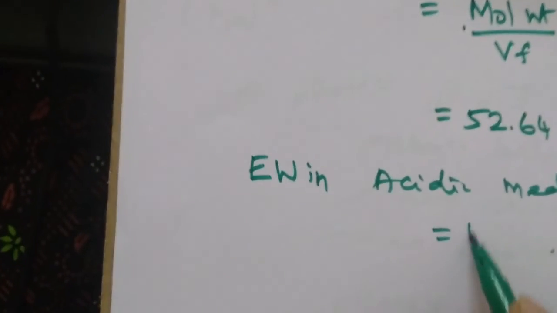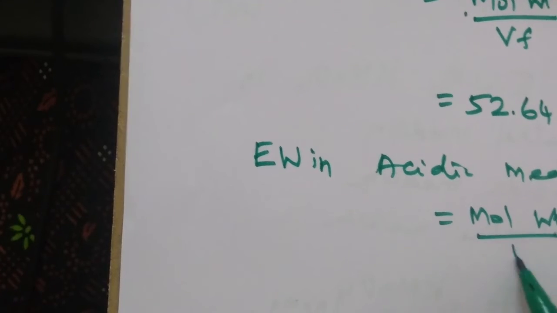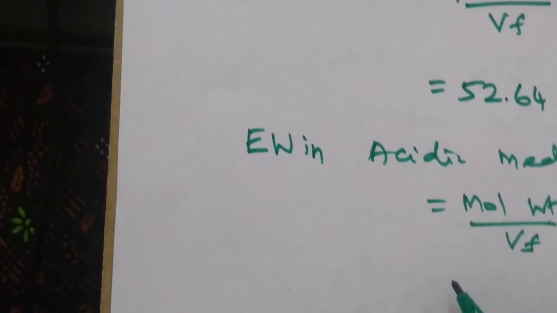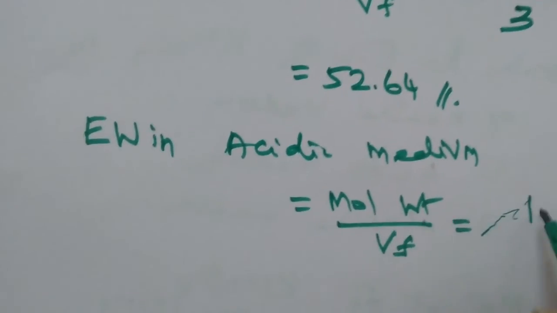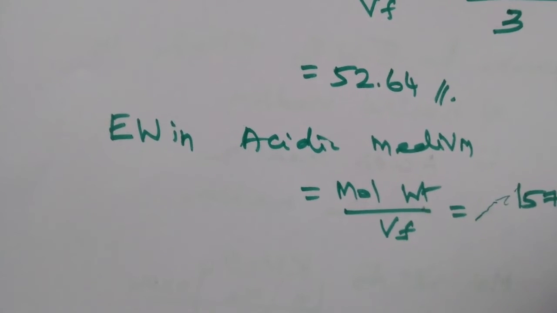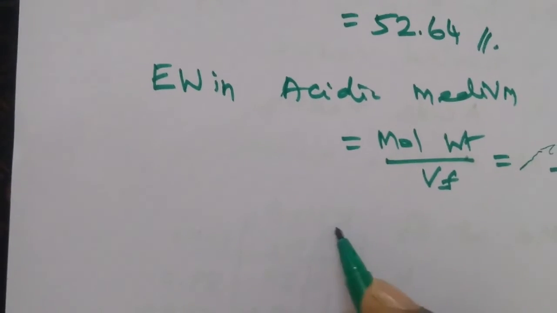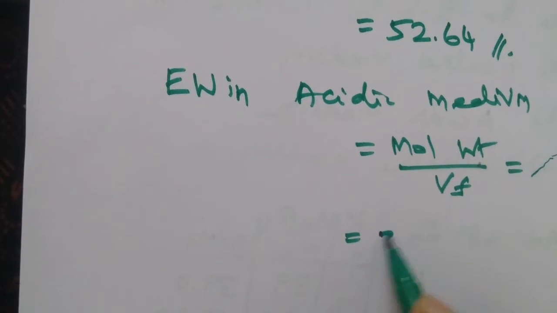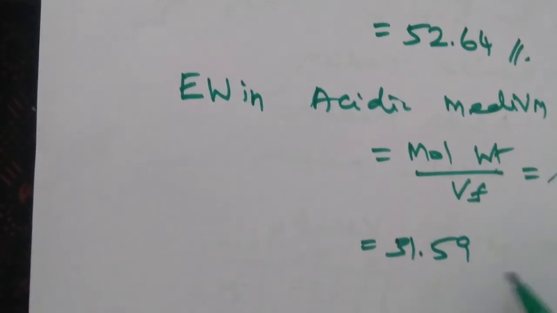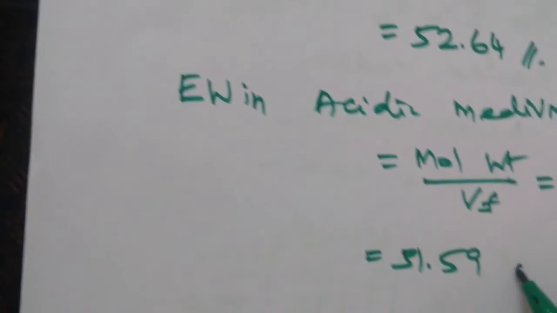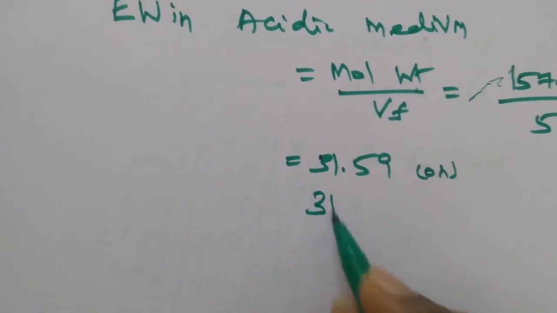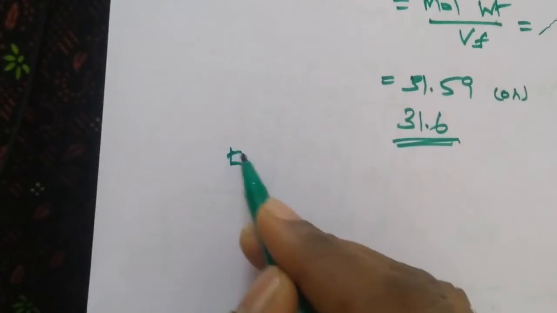Next, equivalent weight in acidic medium. Equivalent weight in acidic medium is molecular weight divided by valency factor 5. So 157.93 divided by 5, we will get 31.59, which can be written as 31.6. Okay, so we can round it to one decimal. 31.6 is the equivalent weight of potassium permanganate in acidic medium.